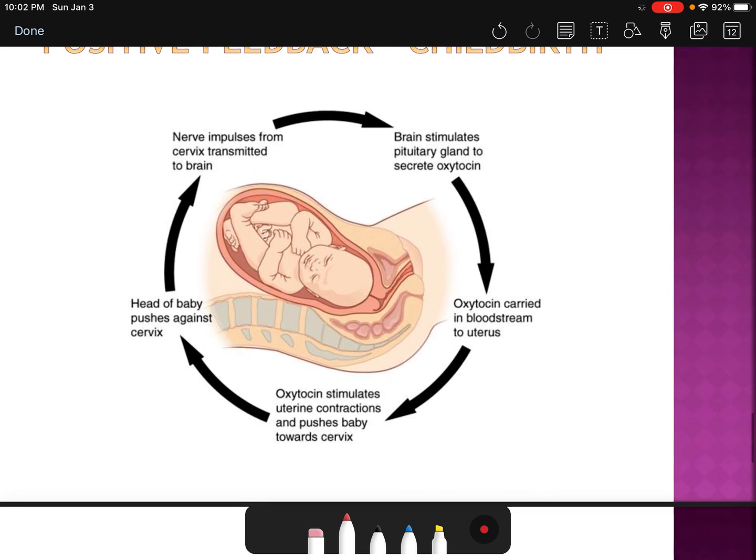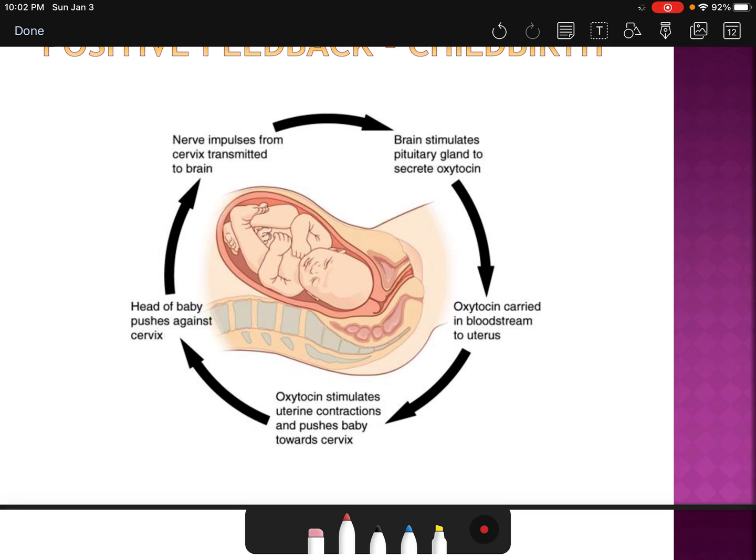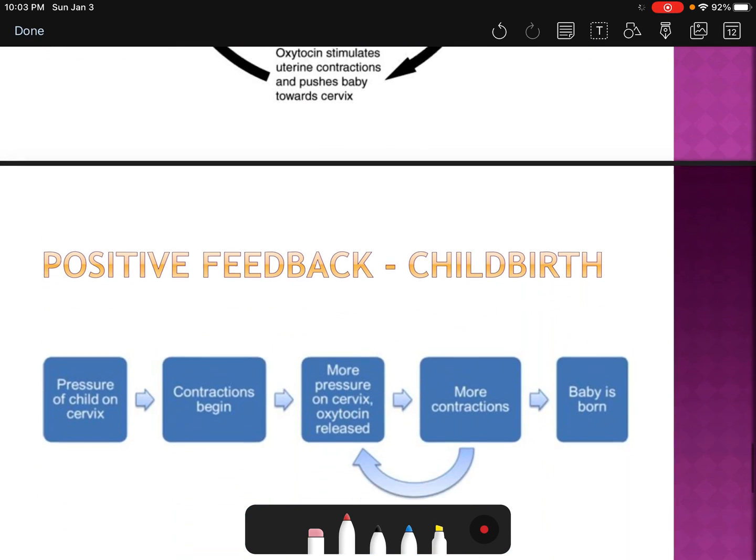Now, here's a little bit of a picture. Again, when the head of the baby starts pushing against the cervix, it's going to send nerves in there. Those sensory nerves are going to transmit a signal to your brain, which is going to signal your pituitary gland to secrete oxytocin. That's carried in the bloodstream to the uterus, and that's going to stimulate the uterus to contract, which then signals more oxytocin to be released, and so on until the baby is born.